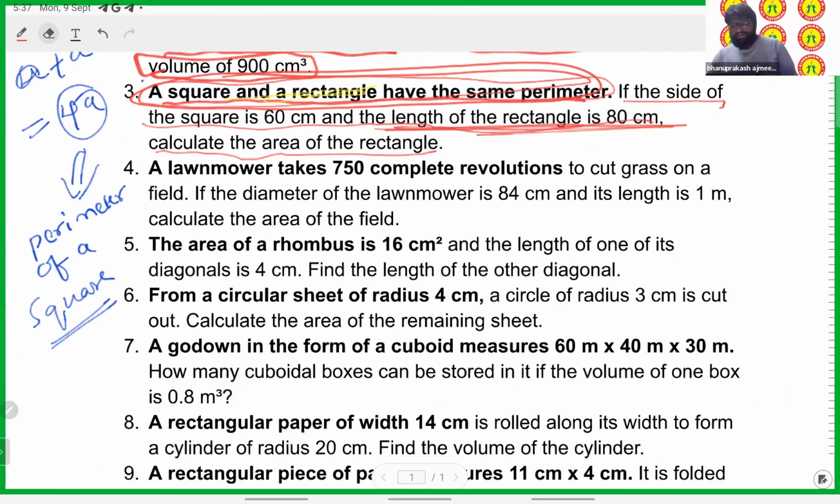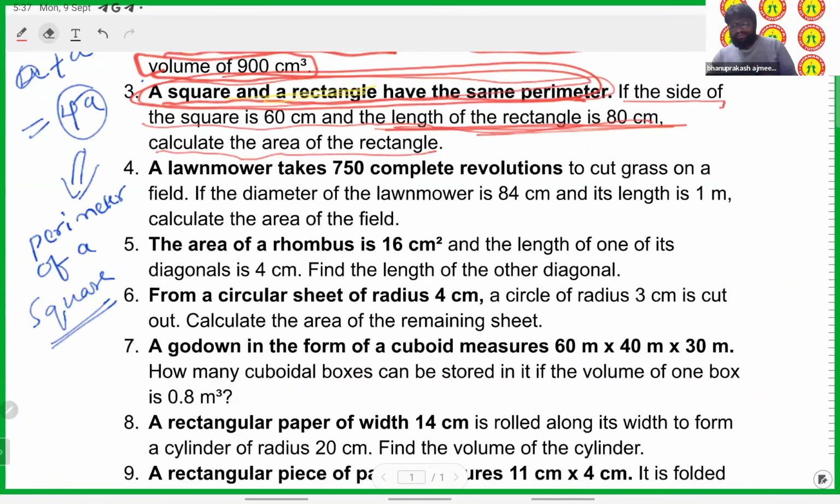No, sir. Maybe he forgot to multiply 2 into l, sir, while doing a perimeter. If the side of the square is given as 60 and the length of the rectangle is given as 80, they said perimeters are same. So 4 into 60 is equal to 2 into 80, that is 160, plus B. So 240 minus 160, how much are you getting? Sir, 2B, right, sir? It should be 2B. Yes, it should be 2B. So 240 minus 160 is equal to 2B.